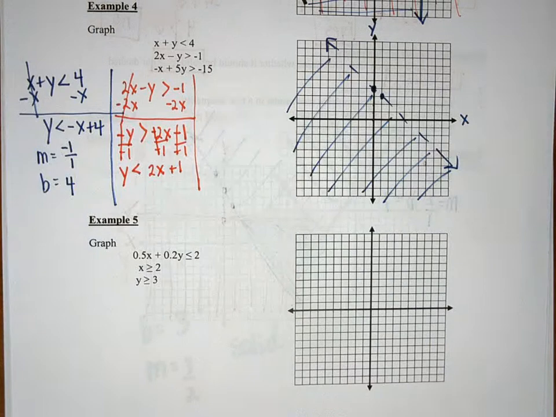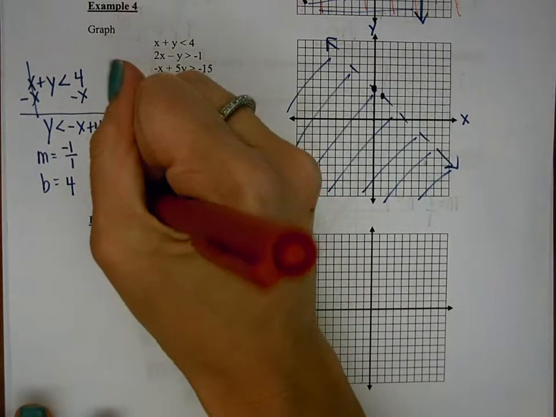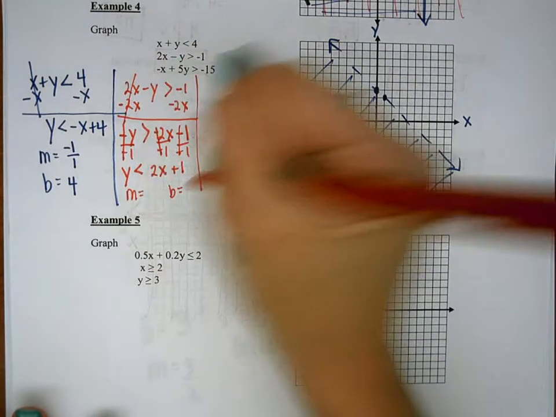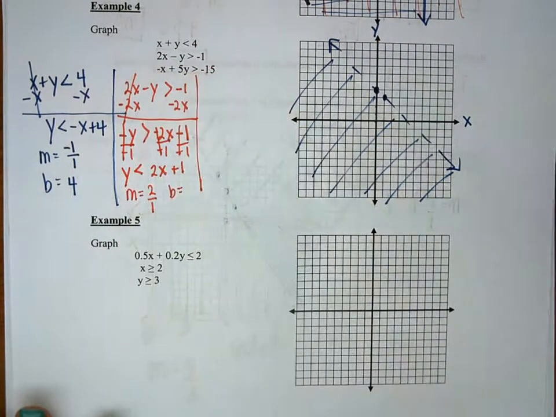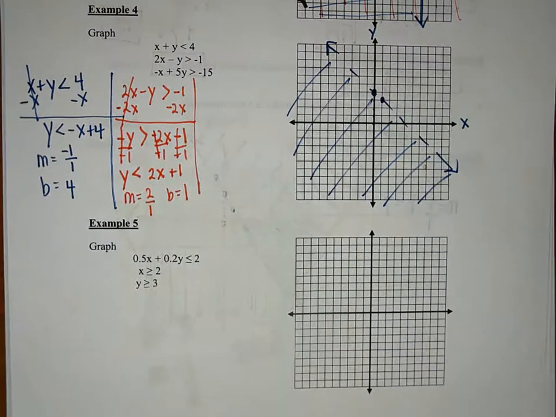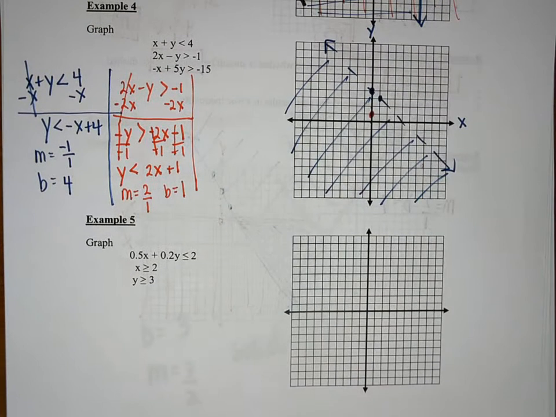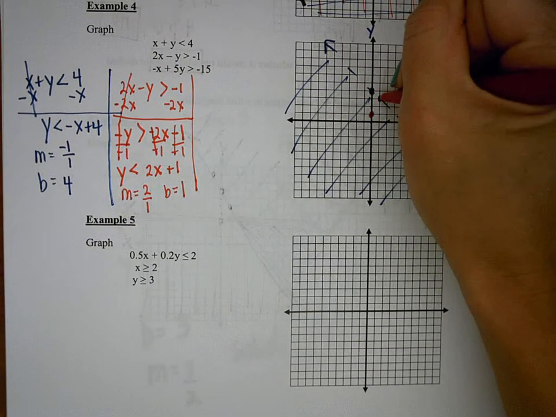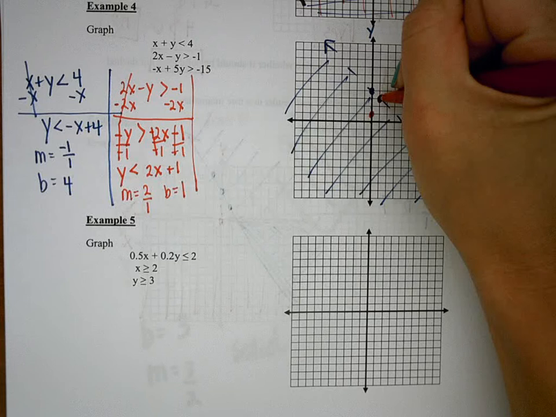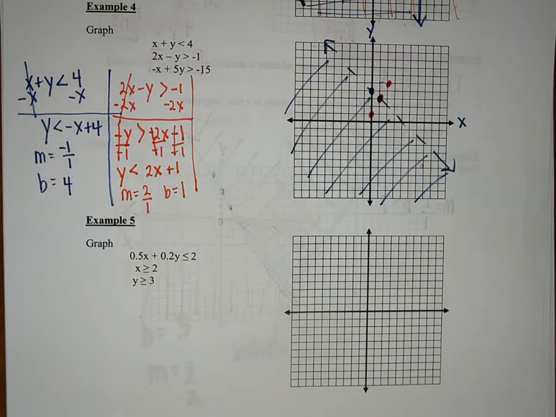Again, we need 2 pieces of information in order to graph. What 2 pieces do I need? M and b. What is m? 2 over 1. Perfect. What is b? 1. Where do I go to plot my first point? Up 1. Make a point. From there, I go up 2, right 1. I'm on that same point there, so maybe I'll do another one just so I can see it better. Up 2, right 1. Is this line solid or dashed? Oh, very good.